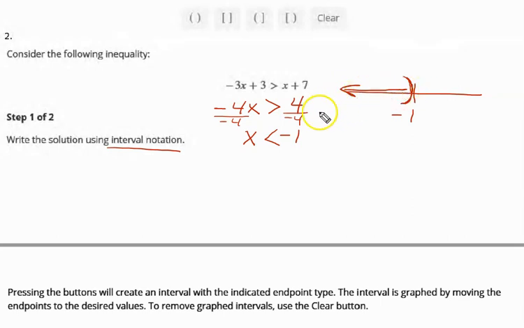So for interval notation, I'm going to say this is coming from negative infinity, and negative infinity always has a parenthesis, comma, goes up to a -1, but because it's only less than -1, -1 is not included in the system, and we use a parenthesis. Okay, so rather easy. Key is, if you have to divide or multiply by a negative, as we did here, you have to reverse the direction of the inequality sign to keep it true.